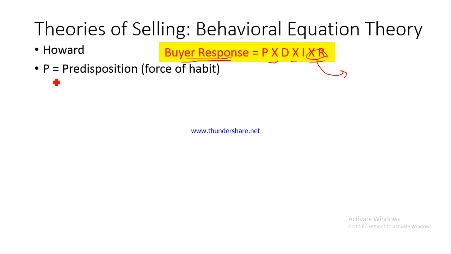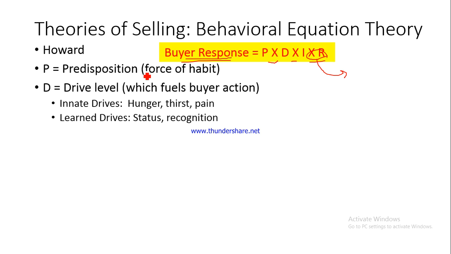So P means predisposition. Predisposition is your force of habit. So if you have been buying a particular thing and you have bought this particular thing a number of times, that is what we mean by predisposition, force of habit. There are chances that you would again buy that particular thing. So for example, if you have always been buying the Dabur Lal Dant Manjan, in the next instance also you are more likely to buy the Dabur Lal Dant Manjan. This would be known as predisposition or the force of habit, because you were in the habit of buying the particular Dant Manjan, right? Let's talk about the drive level.